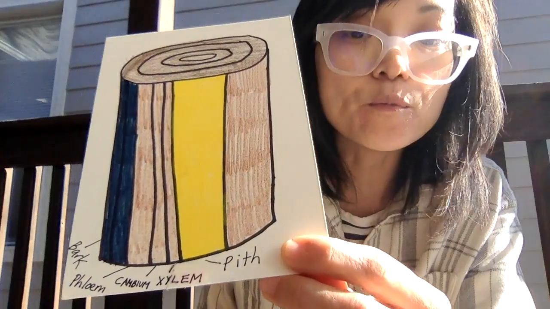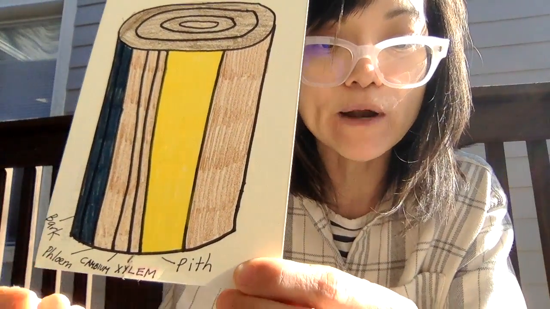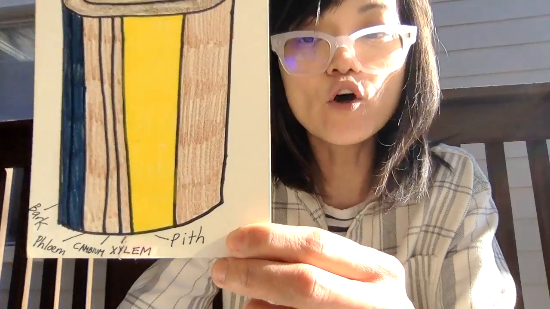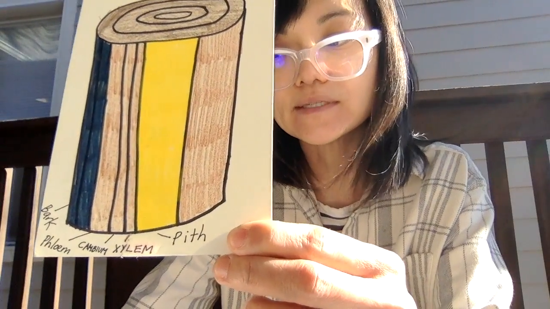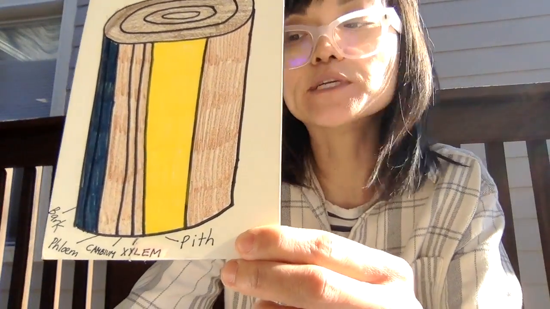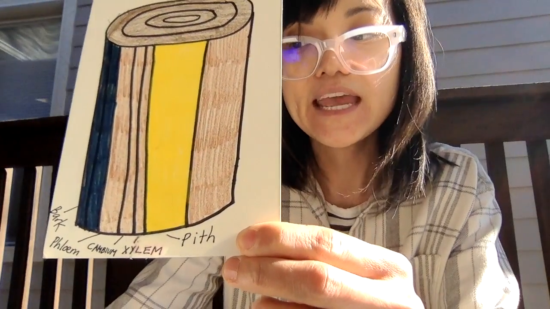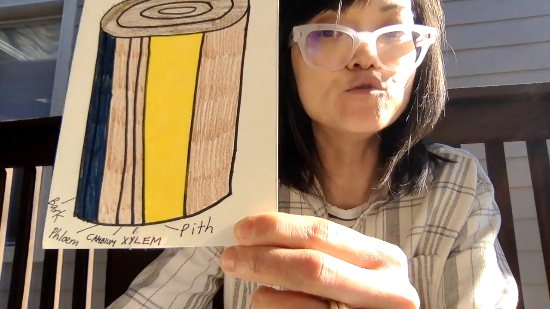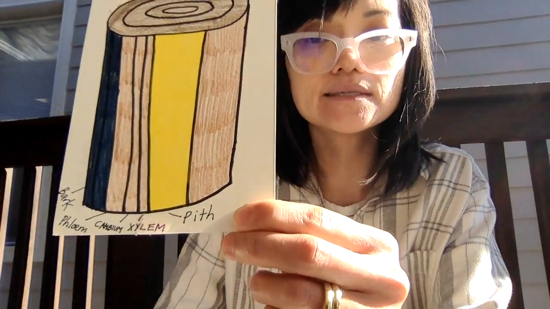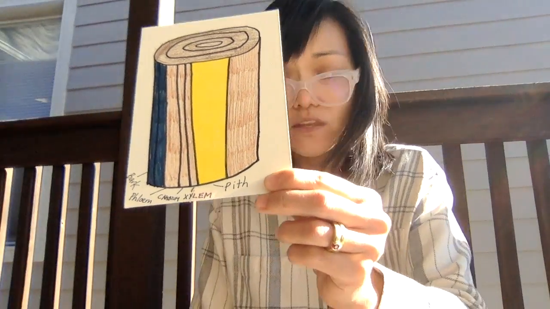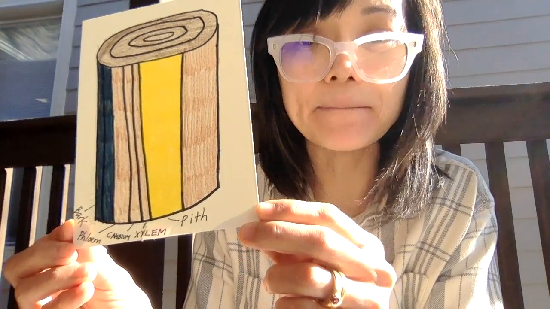and then the phloem, if you look over here, the phloem is right next to the bark, and the phloem also has a really important part. Okay, phloem comes from a Greek word which means bark, and the phloem carries the food down to the plant. Okay, so here are all the parts of the woody stem: pith, xylem, cambium, phloem, and bark.